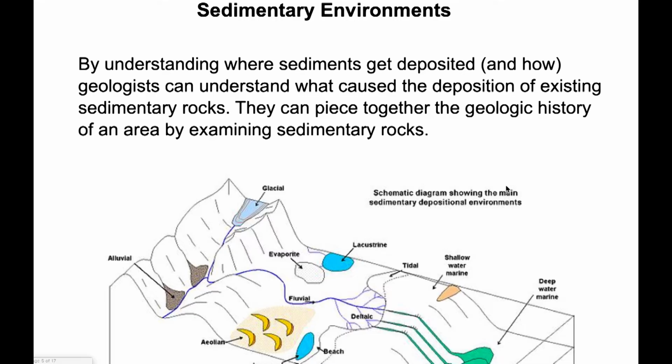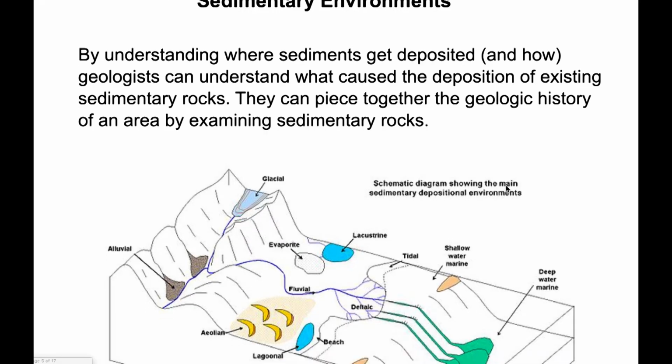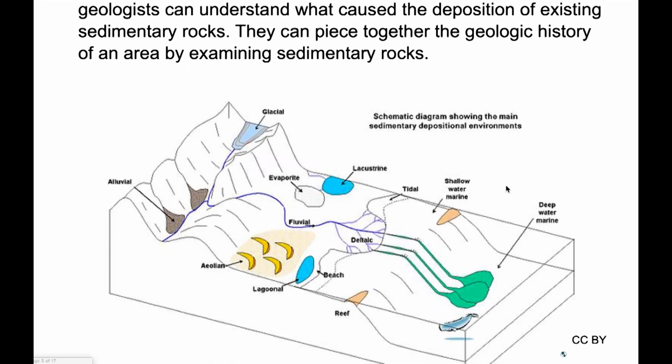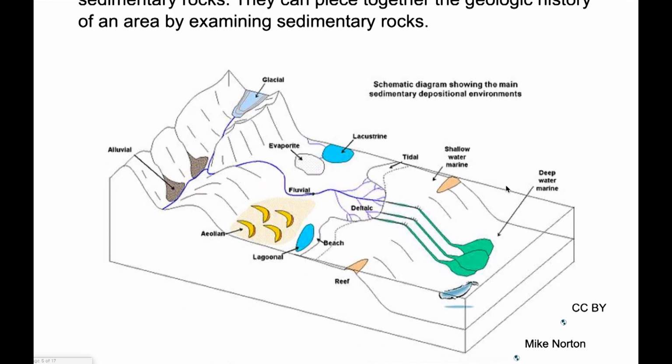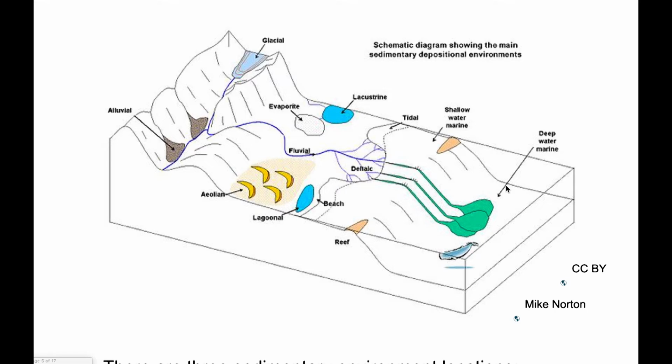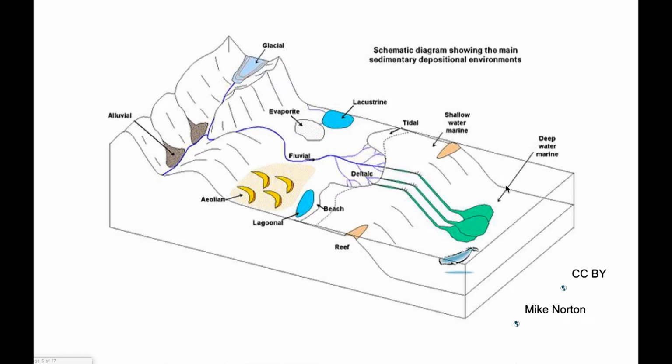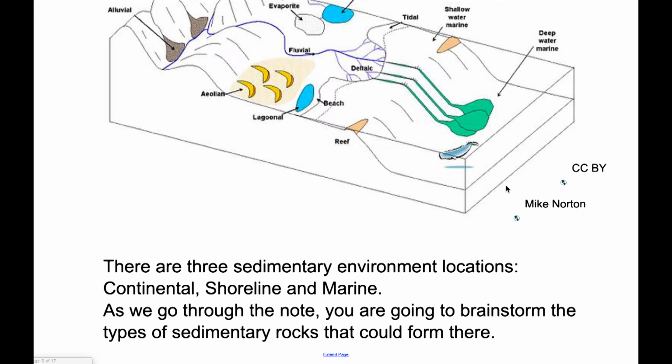So now that we've talked about different structures, we can talk about different sedimentary environments. By understanding where sediments get deposited and how, geologists can understand what caused the deposition of existing sedimentary rocks, and they can actually piece together the geologic history of that area. There's three kinds of environments we're going to talk about: a continental environment, a shoreline, and a marine environment. And those are all shown on this diagram here. As we talk about these different environments, we're going to brainstorm what sorts of sedimentary rocks you could find in these locations.